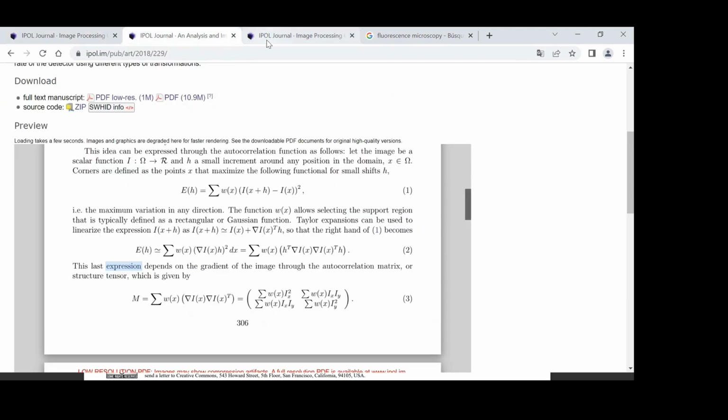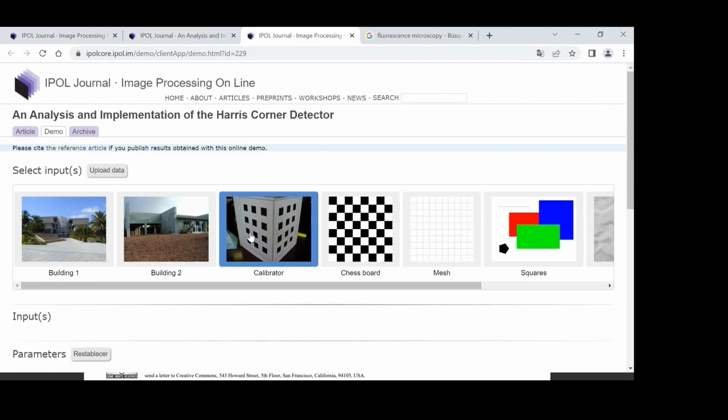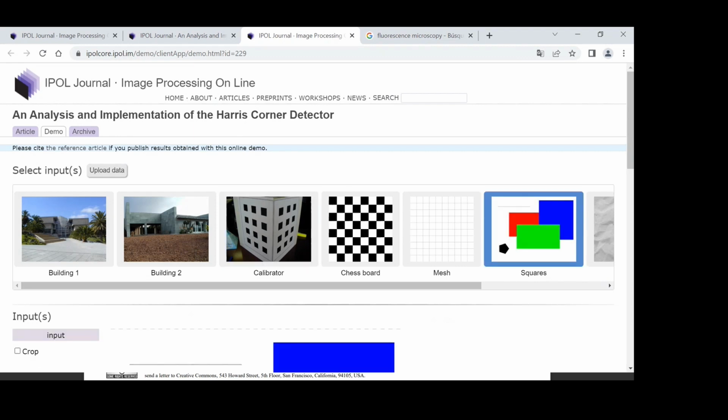Okay, so this problem is about detecting corners. Can we detect corners of images? Let's say that I'm given this image.